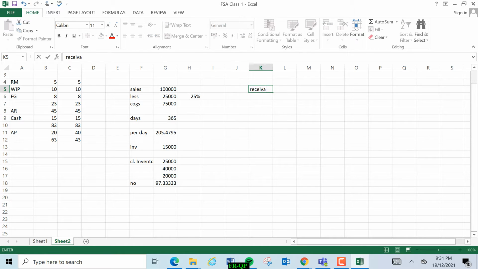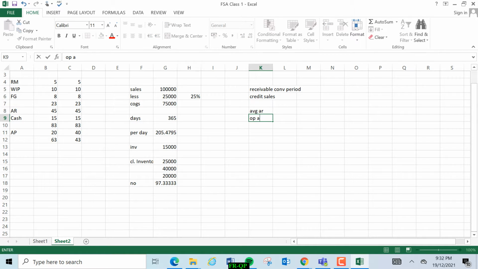Receivable conversion period, if you want to calculate, first you need to know the credit sales, because for cash sales you don't need to wait. And what is the average AR? Why average AR? Because for a balance sheet item you have to take the average to get the correct numbers.